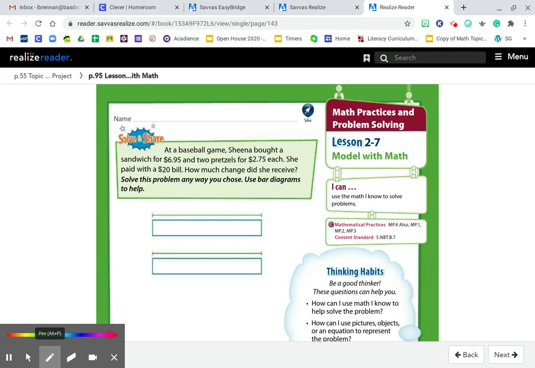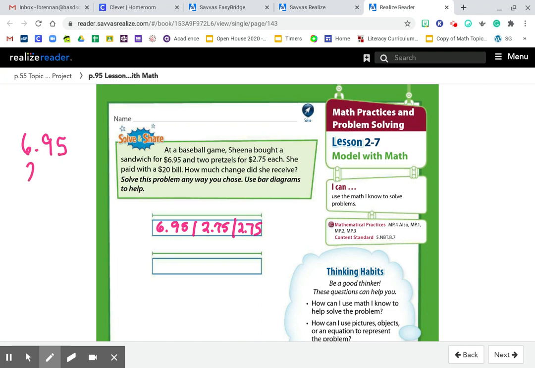We have two bar diagrams because we have to do two different things. The first thing we need to do is figure out how much she spent. So we're going to use this bar diagram. She bought one sandwich for $6.95, and she bought two pretzels for $2.75 each. So the first thing we have to figure out is how much did she spend? So we're going to add $6.95 and $2.75 two times.